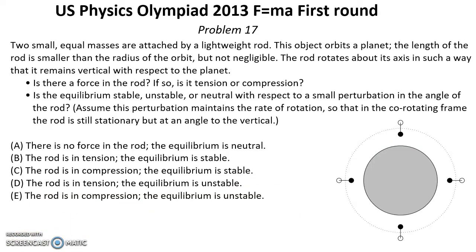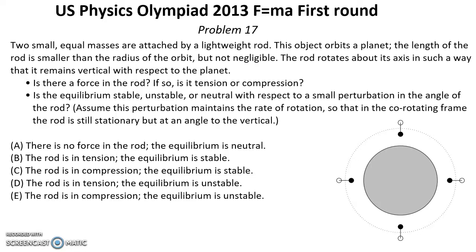Problem number 17. Two small equal masses are attached by a lightweight rod. This object orbits a planet. The length of the rod is smaller than the radius of the orbit, but not negligible. The rod rotates about its axis in such a way that it remains vertical with respect to the planet.